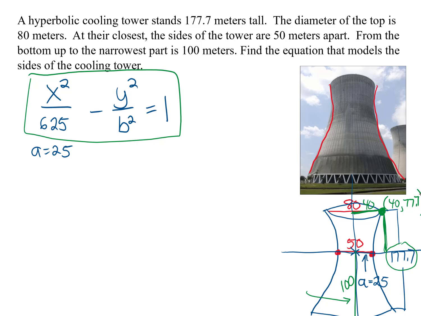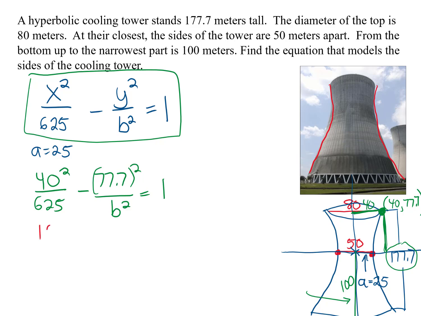So the x from the point is 40, so I'm going to put in 40 squared over 625, minus the y from the point is 77.7. I'm going to square that, and that's over, I don't know, that's b squared equals 1. So the only thing I don't have in this equation is the b squared. So I'm going to solve this for b squared.